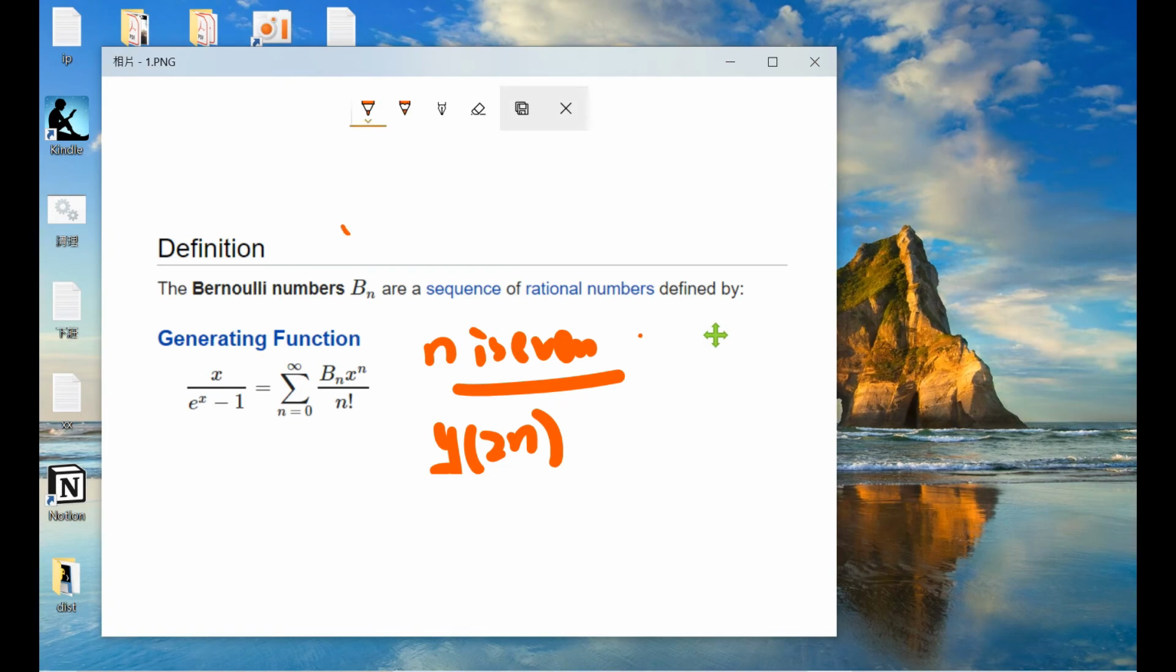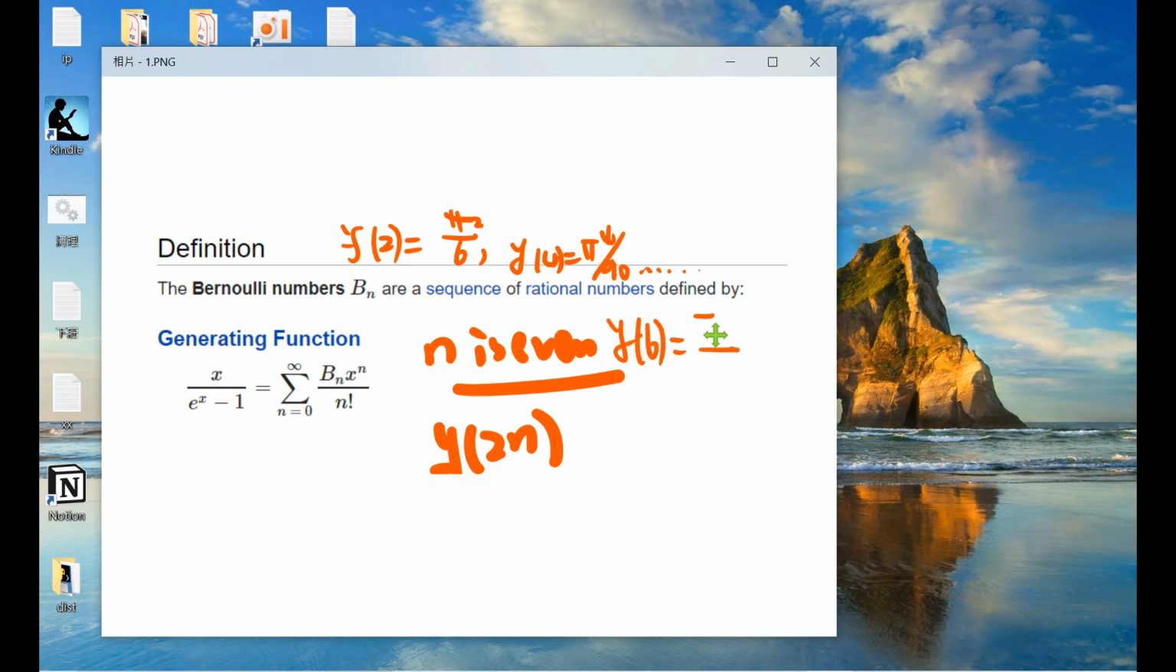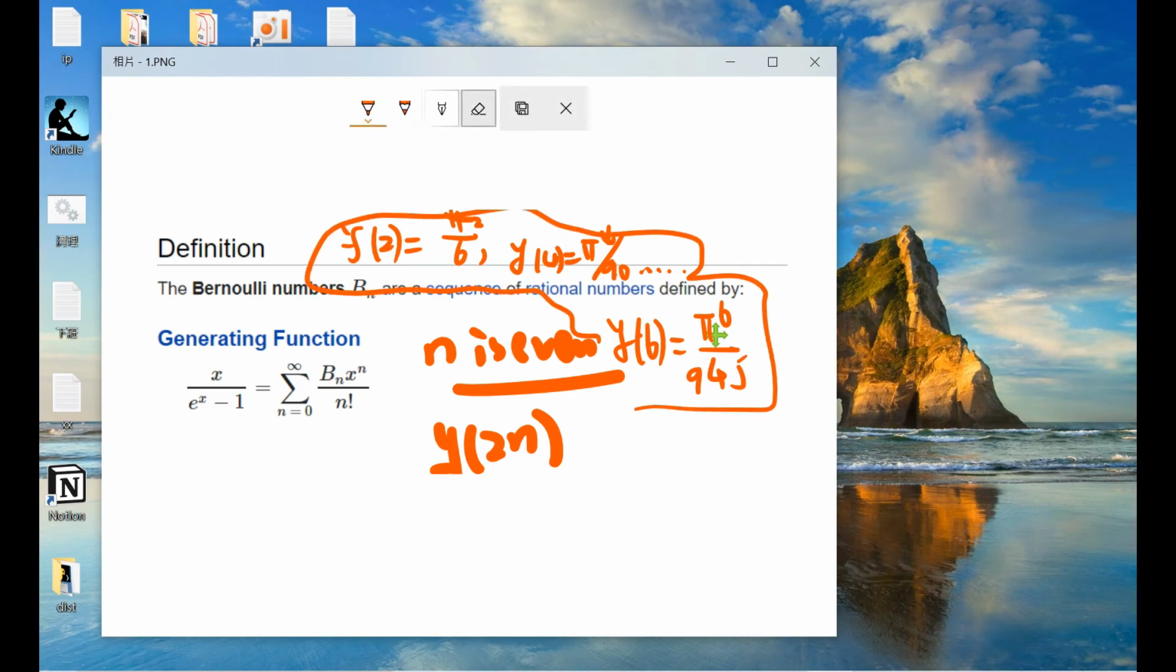So in our previous results, we already proved that zeta 2 is pi squared over 6, and zeta 4 is pi to the 4th over 90. We also proved that zeta 6 is pi to the 6th over 945. So you can see my previous 3 videos about this.